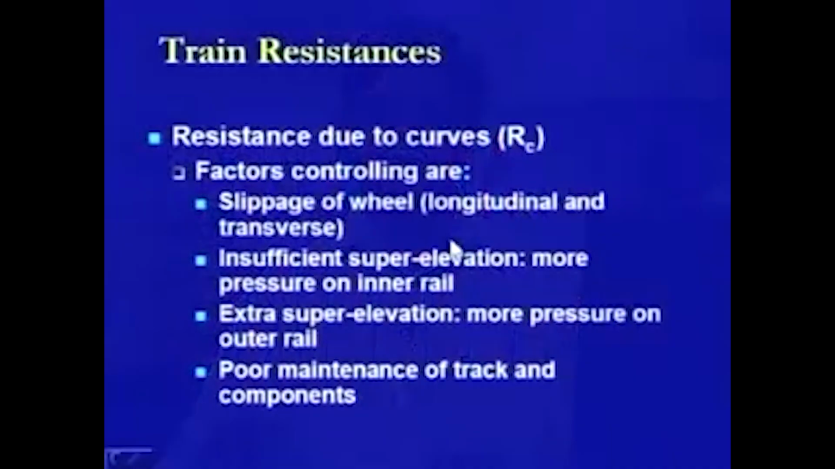Further, in the same case, there are some more factors which can create an effect in terms of the slippage of the wheel. This slippage of the wheel may be there because of the longitudinal movement of the train, or because of the oscillations or sways in the lateral direction, that is the transverse direction. There may also be insufficient super elevation or extra super elevation being provided. In both cases, it is going to be harmful for the movement of the train. Depending on the condition, more pressure will be created either on the inner rail or on the outer rail.